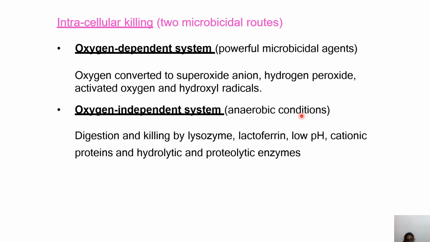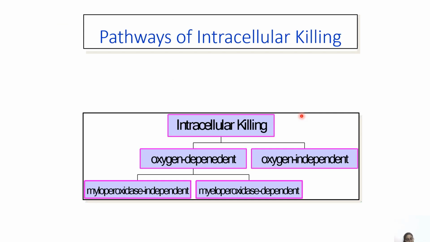Now we have oxygen dependent and oxygen independent systems. So oxygen is converted to superoxide anion, hydrogen peroxide, activated oxygen, etc. Whereas in the case of the oxygen independent system, we have killing by lysozyme, lactoferrin, low pH, cationic proteins, and hydrolytic enzymes.